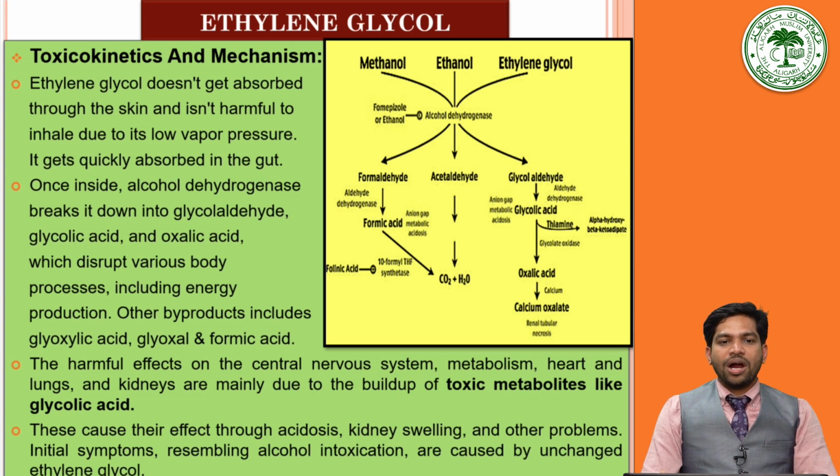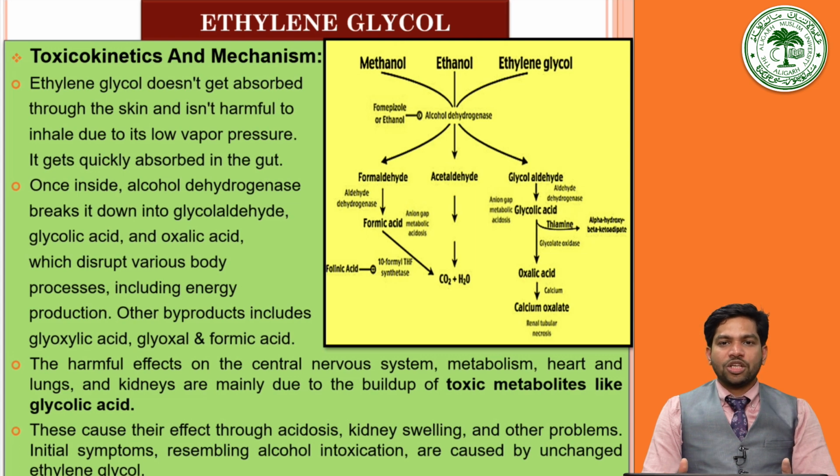Once inside, alcohol dehydrogenase breaks it down into glycolaldehyde, glycolic acid, and oxalic acid, which disrupt various body processes including energy production. Other byproducts of ethylene glycol include glyoxylic acid, glyoxal, and formic acid. The harmful effects of ethylene glycol on the central nervous system, metabolism, heart, lungs, and kidney are mainly due to the buildup of toxic metabolites like glycolic acid. These cause their effect through acidosis, kidney swelling, and other problems.